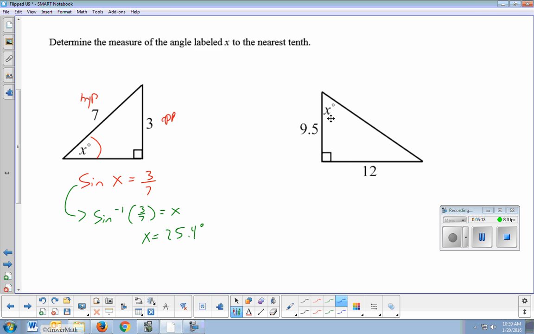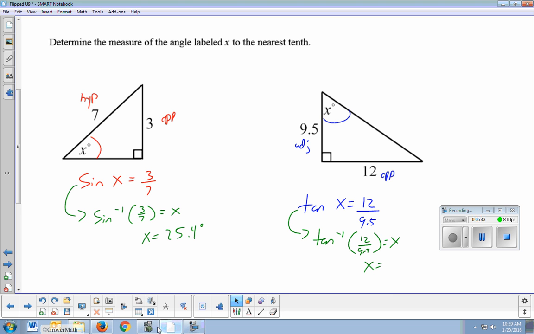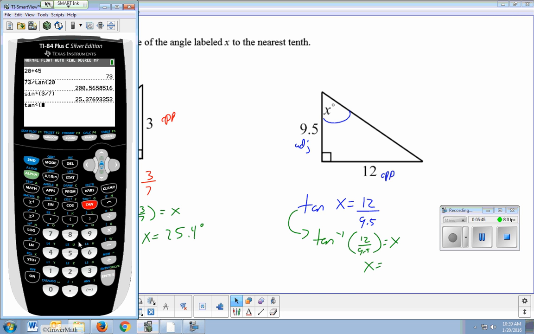So from angle x's perspective, this is opposite and this is adjacent, so this must be the tangent function. Tangent x equals opposite over adjacent, so 12 over 9.5. So then this can be changed to be the inverse of tangent. So inverse tangent of 12 over 9.5. Still opposite over adjacent, but this time we're doing second tangent. And so that's all we're going to type into our calculator: second tangent, 12 divided by 9.5.